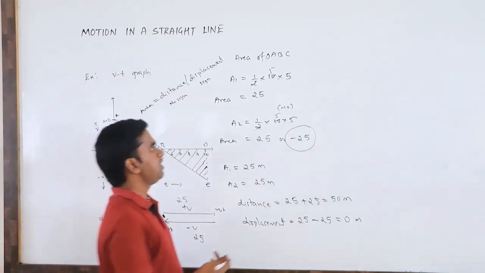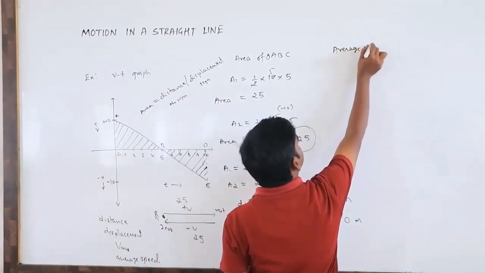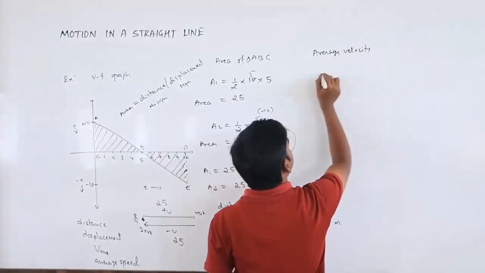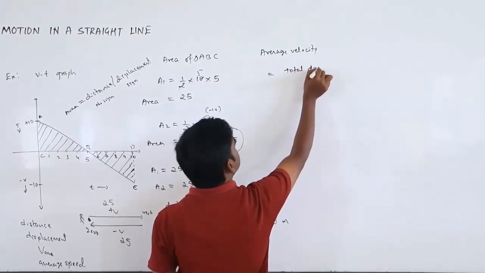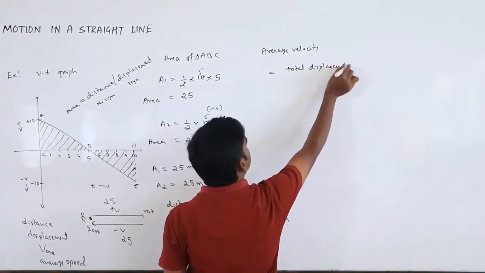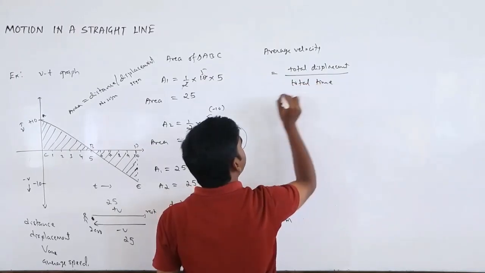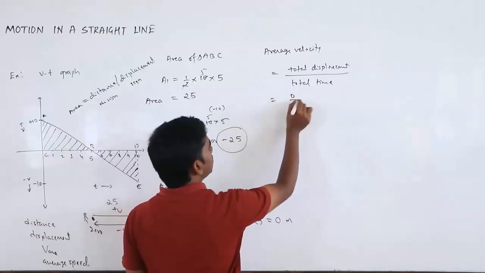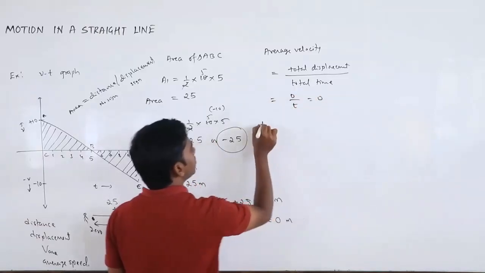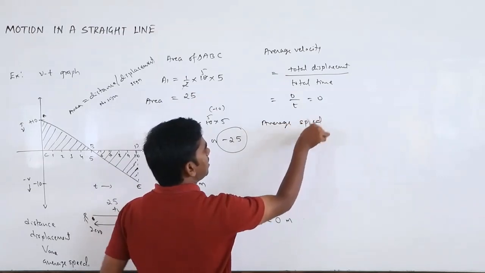Okay. Now if they ask what is the average velocity? Average velocity is equal to total displacement divided by total time. So total displacement is what? 0. So 0 divided by time will give what? 0. Now, what is the average speed?